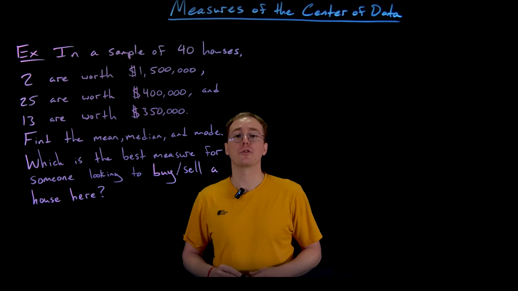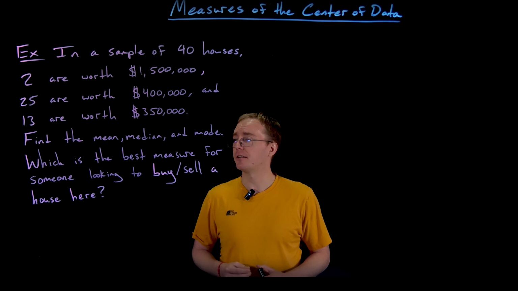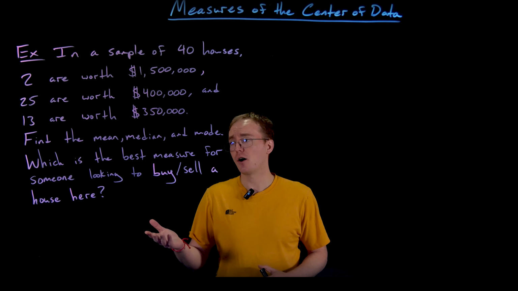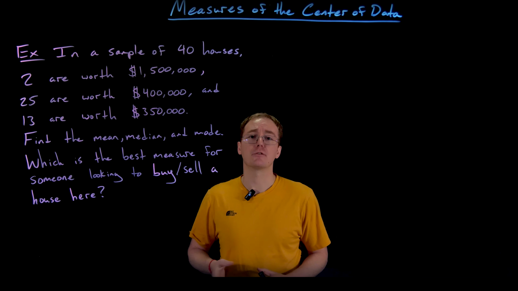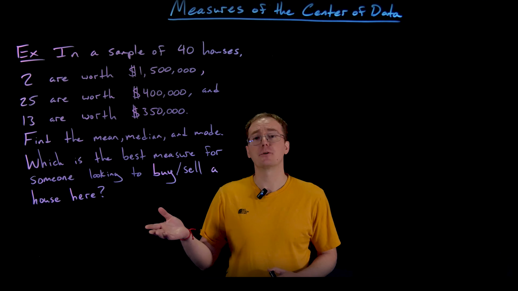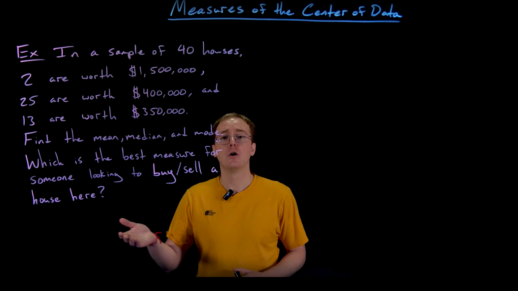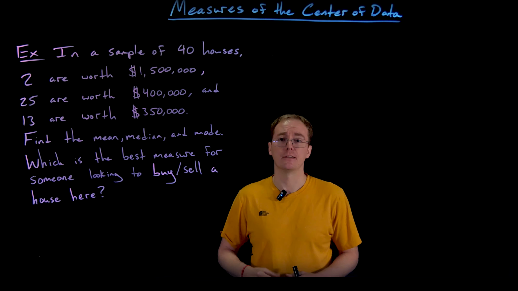So we want to find the mean, the median, and the mode for this set of data, and also figure out and talk about what would be the best measure for the center of this data set from the perspective of someone looking to buy or sell a house here in this area.